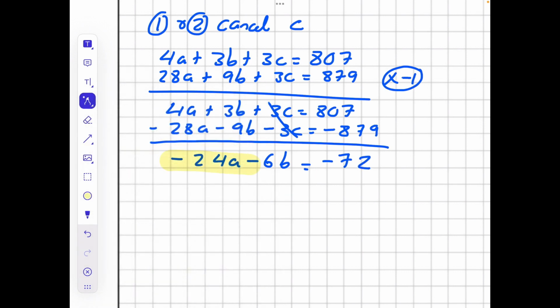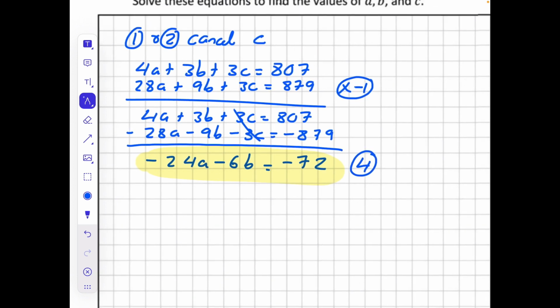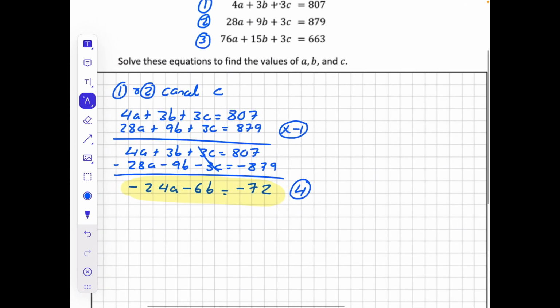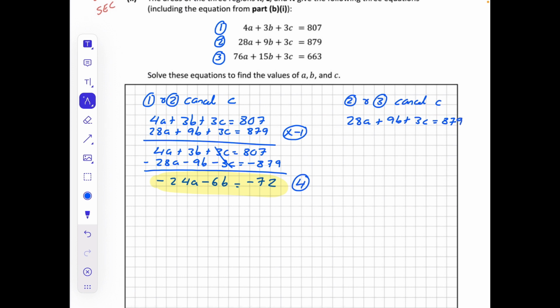Okay, again, we're going to highlight that, because we're going to need to come back to it, and because there's so much writing, things can easily get lost on the page. I'm going to call that equation 4. Now I've done 1 and 2. Next I'm going to do 2 and 3, and I'm going to cancel C again. You could also do 1 and 3 there if you prefer. Cancel C's again, just need to multiply the bottom line by negative 1.